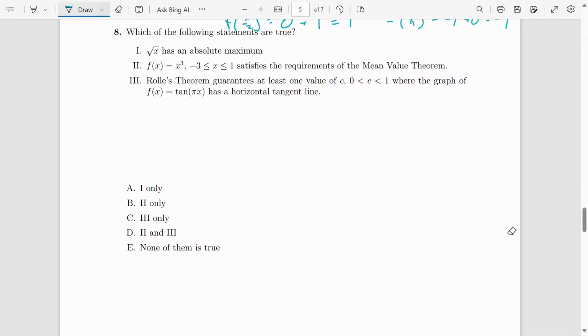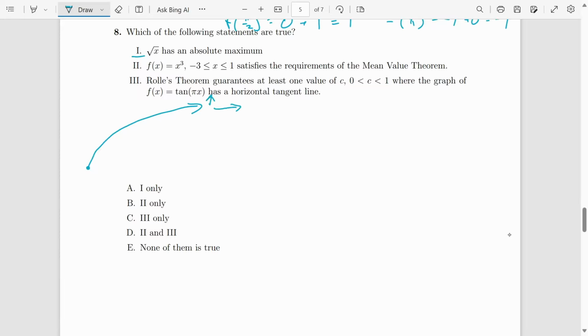Question 8, which of the following statements are true? So statement 1, square root of x has an absolute maximum. No, it does not, because square root of x looks like this, where it starts out at the origin and then continues on forever. And it goes on forever towards infinity, both horizontally and vertically.